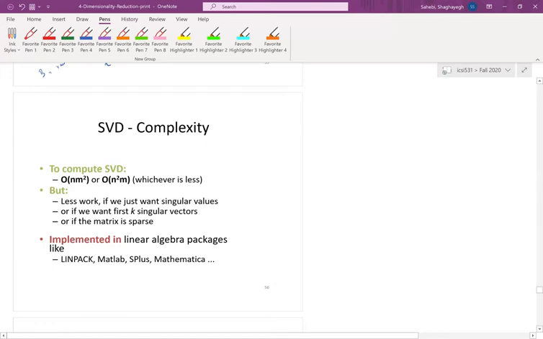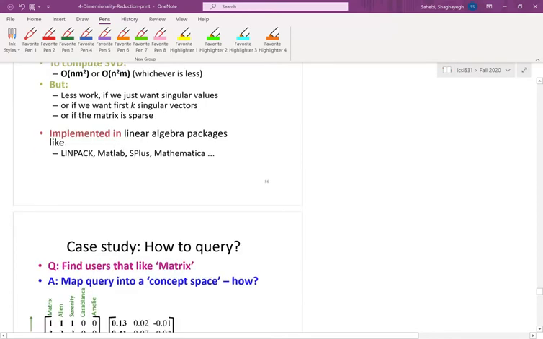But if we just want the singular values, or if you're only looking for the first k singular values, or if the matrix doesn't have all of its elements to be non-zero, so it is sparse, then it will have less computational complexity. So there are algorithms that are approximations and they are less computationally intensive. Now, SVD is implemented in lots of linear algebra packages in all different kinds of programming languages, so you can just use that.